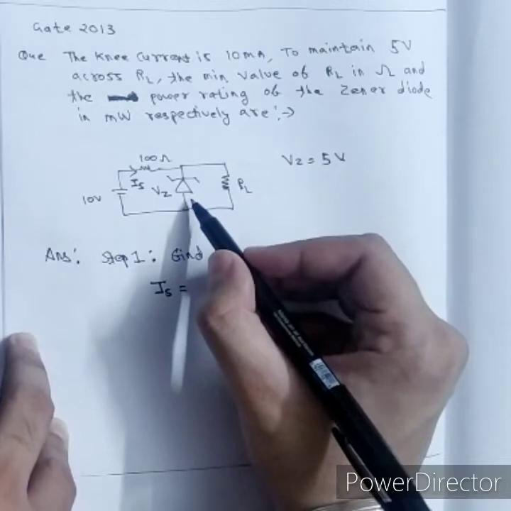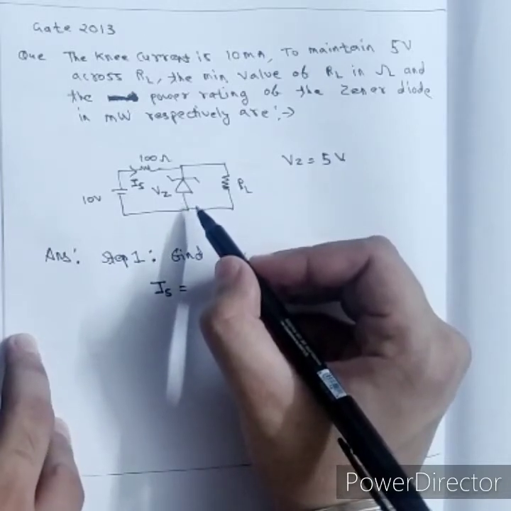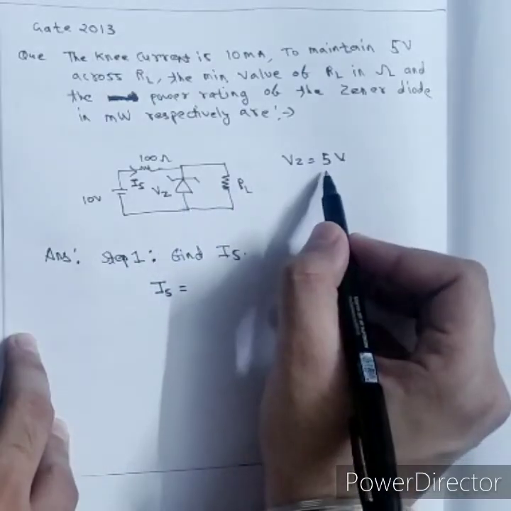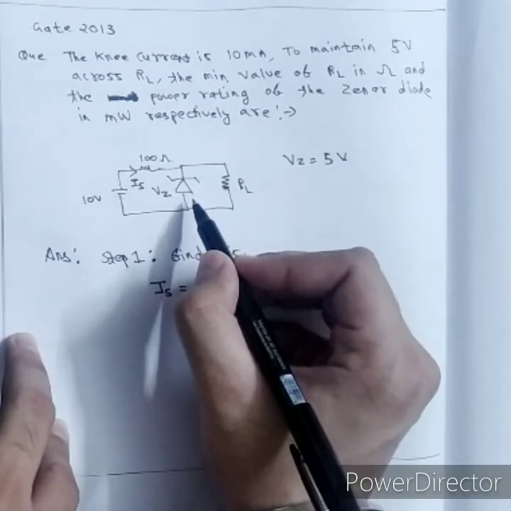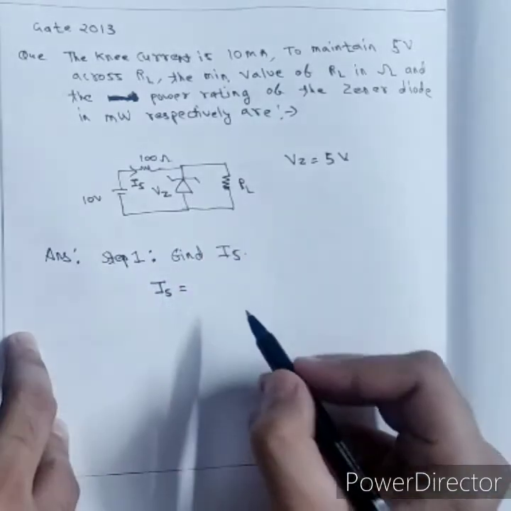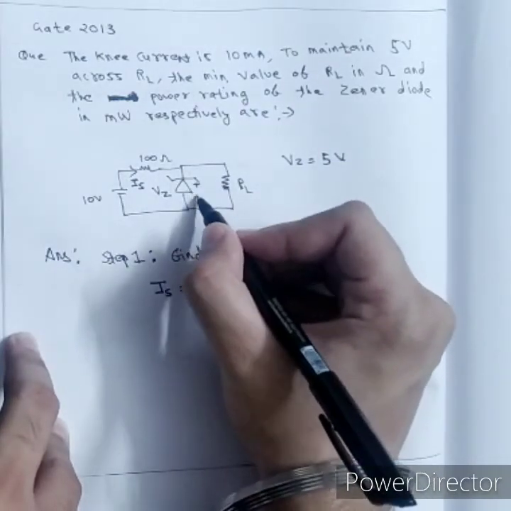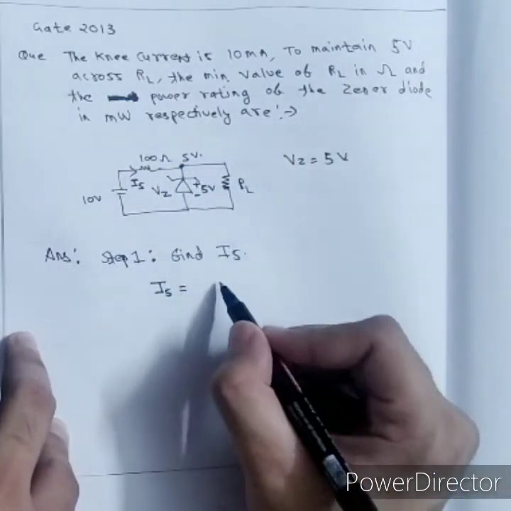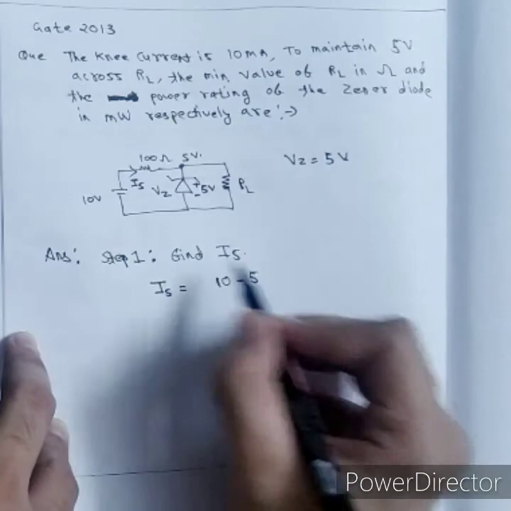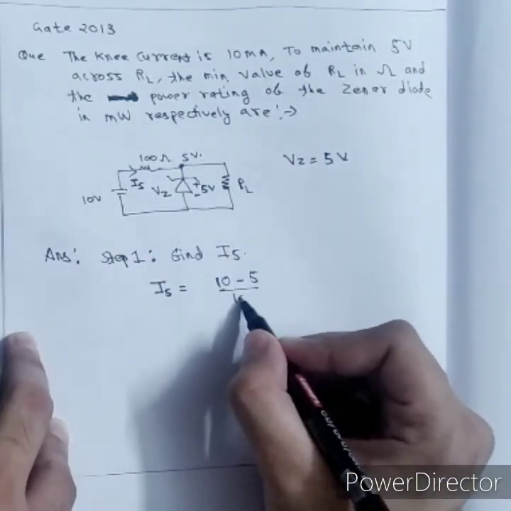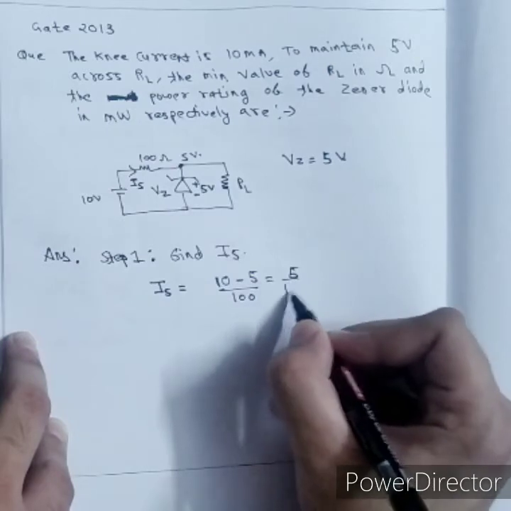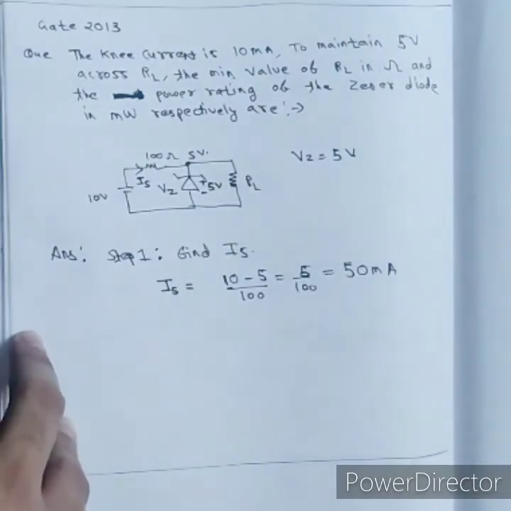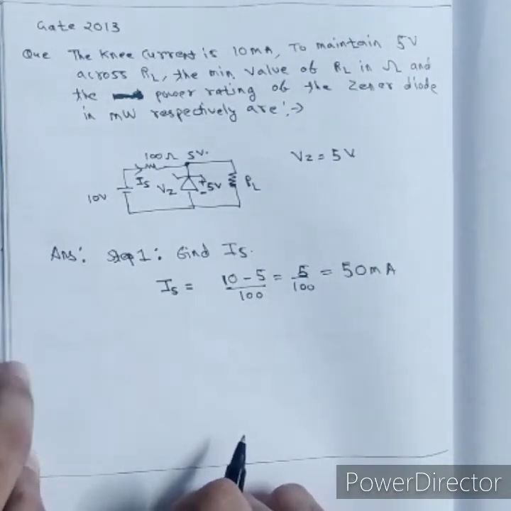Let's assume that the Zener is working in the reverse breakdown region. So the voltage across this Zener diode is 5 volt. The Zener diode is behaving like a voltage source whose value is 5 volt, so this potential will be 5 volt. So IS will be (10 minus 5) divided by 100, which is 5 by 100, which is 50 milliampere. So this is step number 1.